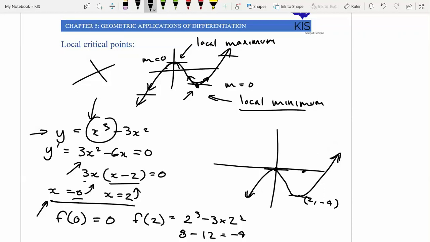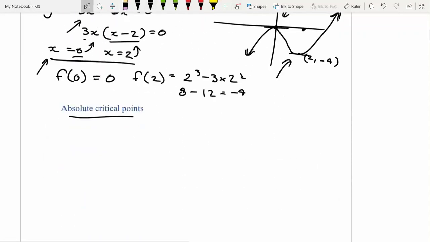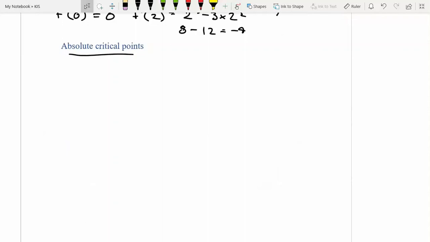We'll actually look at the proper way to know which direction all of these are facing later on. Right? So don't get too caught up about that. That's what we're going to have a look at later. Okay, and the final thing that we have to talk about is our absolute critical points, right?